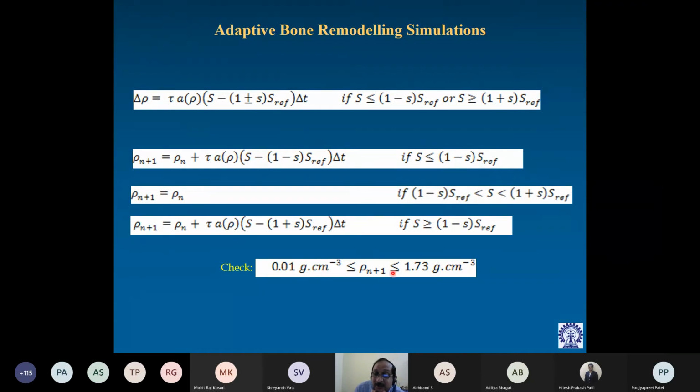Now the limits of the remodeling process, it stops at about 0. So we never take 0 in computer simulation. We always take a small value close to 0. And the upper limit is the upper limit of the apparent density of cortical bone, that is 1.73 or 1.75, as the case may be. Okay. So those are the limits of the simulation.